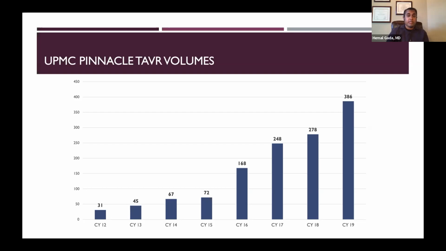I mean, we picked up quite nicely after about April, when we had kind of been put on effective pause because of COVID. We've still picked up after that. So Q4 of this year looks like our most productive quarter as far as transcatheter aortic valve replacement is concerned. And we're probably going to be right around that number of 386 that we were last year with regards to our volumes.